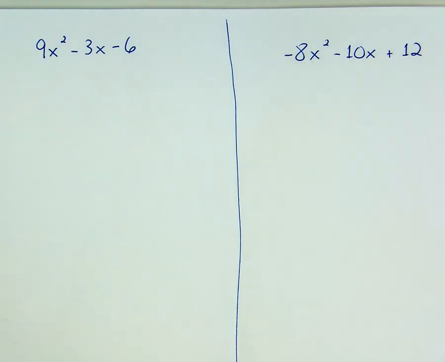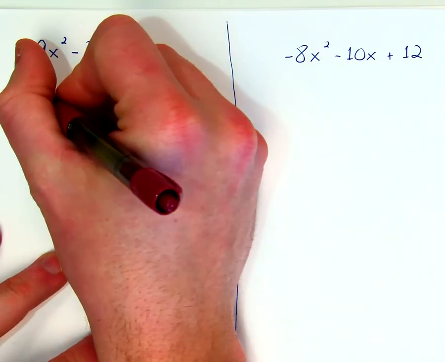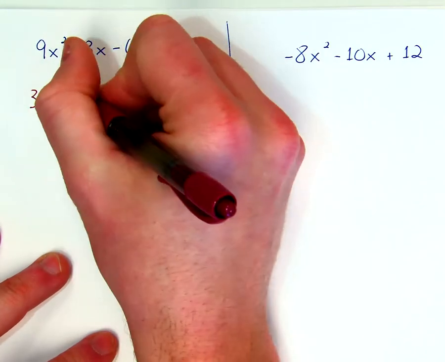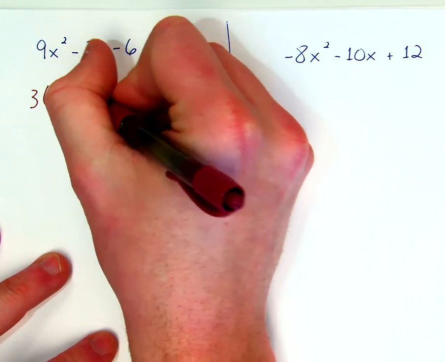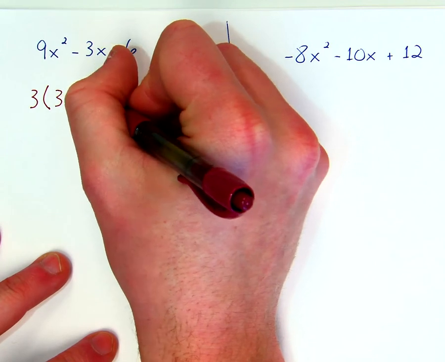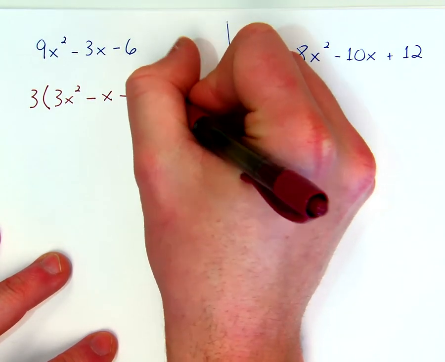Example 3 I wrote on a separate piece of paper so that I would have a little bit more space to work with. 9, 3, and 6 have a GCF of 3. So we're going to start by factoring out that 3. 9x squared divided by 3 is 3x squared. Negative 3x divided by 3 is negative 1x, or just minus x. Negative 6 divided by 3 is negative 2.